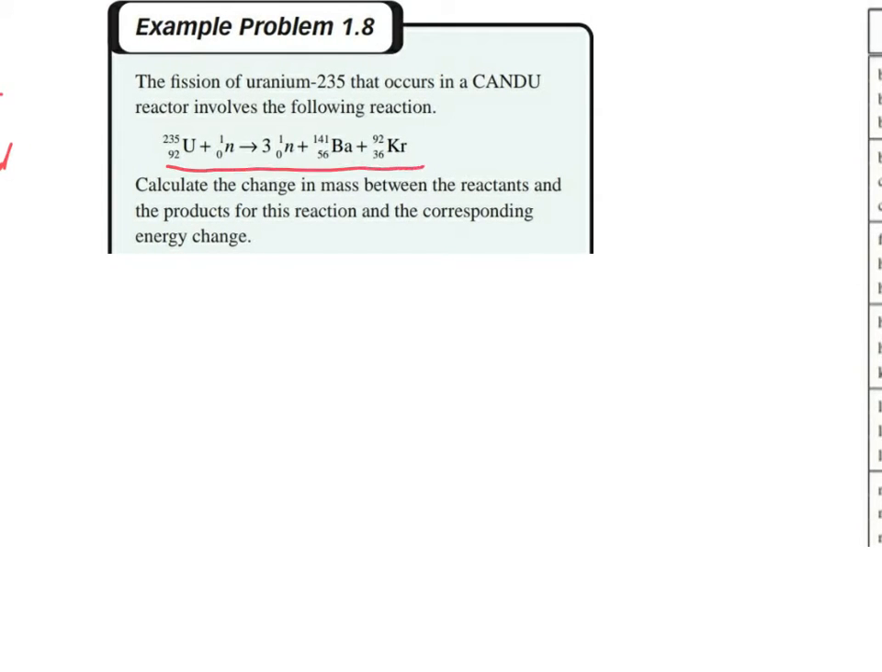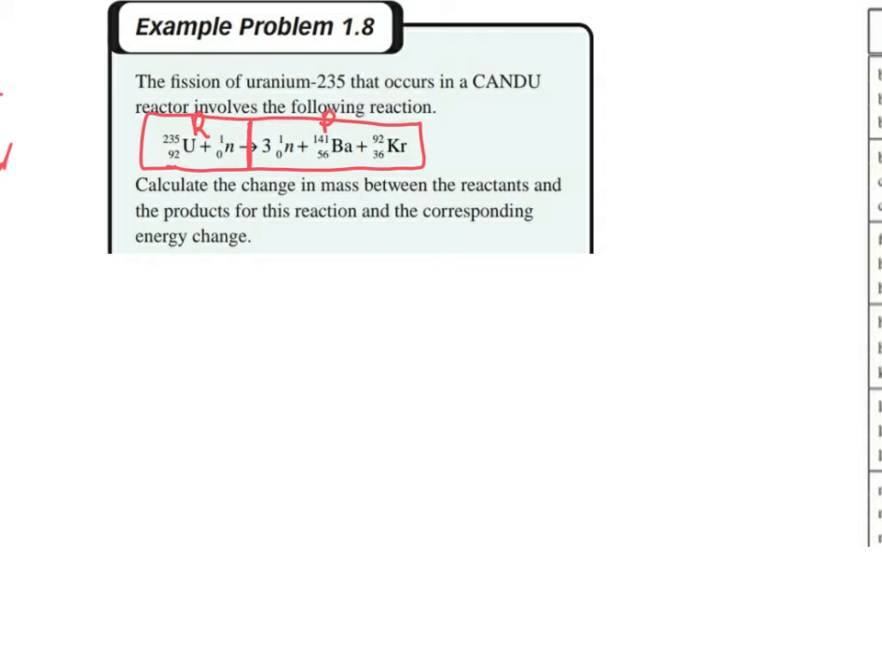And we'll be using that right away. So calculate the change in mass between the reactants and the products for this reaction and the corresponding energy change. Okay, so first of all, we've got to realize that there is an arrow, and this arrow is going to split up your reactants from your products. And so here are the reactants, here are the products, and the difference in the mass between those is going to be your delta M.